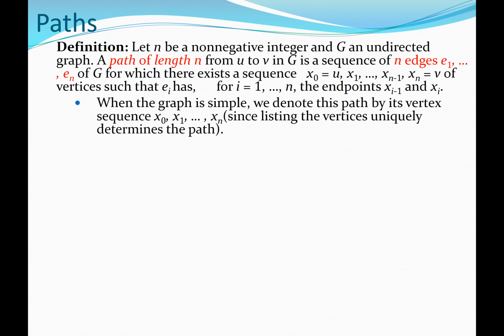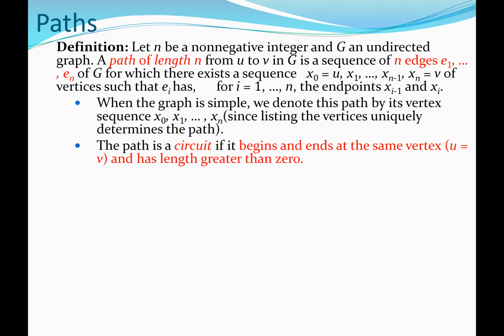We have a simple path or not a simple path and so on, so we're going to take a look at a few of those. A path is considered a circuit if it begins and ends at the same vertex, where the length is bigger than 0, because you don't want to start at U and end at U with nothing in between. That's kind of boring. If it begins and ends at the same vertex, it's considered a circuit. If it's not, it's just a path.